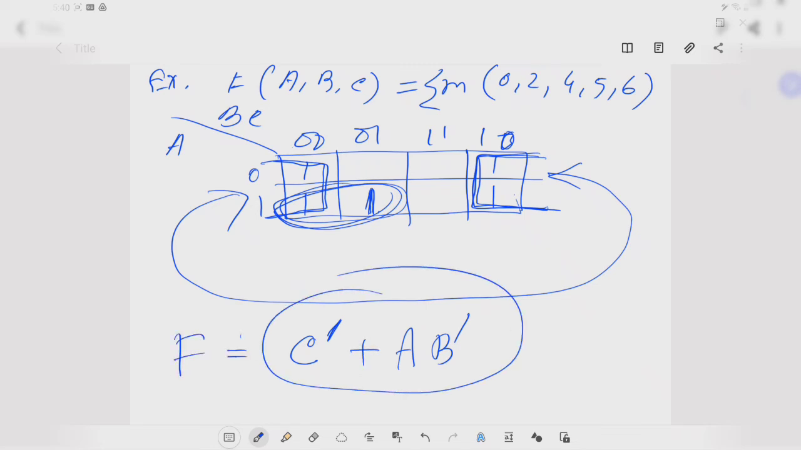It's easy. Finding the simplified function for a given function by using a K-map is easy. We want to see more examples.